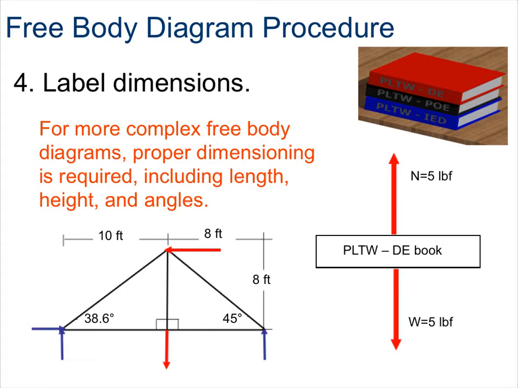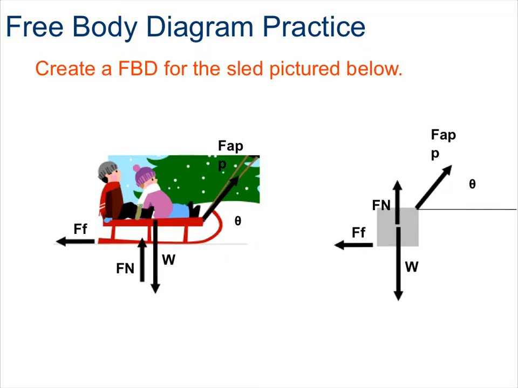In step 4, we need to label our dimensions. For more complex free body diagrams, like the truss problem you see below, proper dimensioning is required. This would include the length, height, and angles. So let's take a look at another free body diagram practice problem.